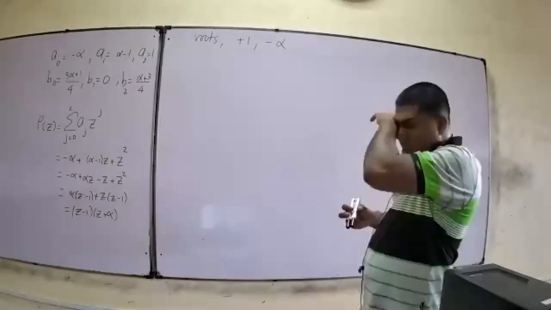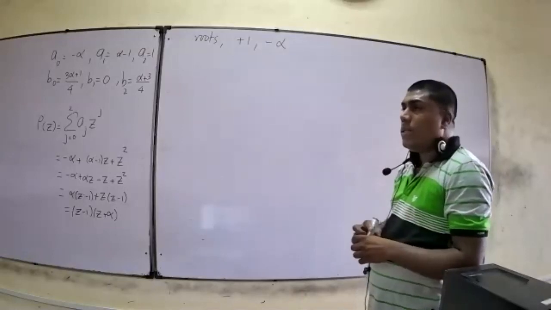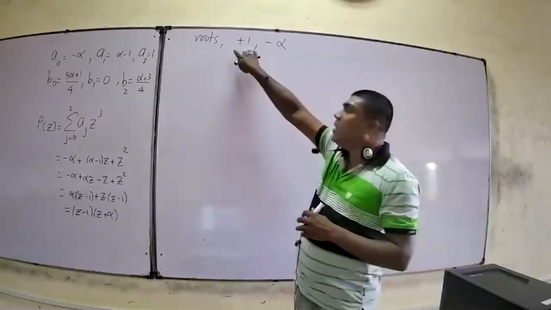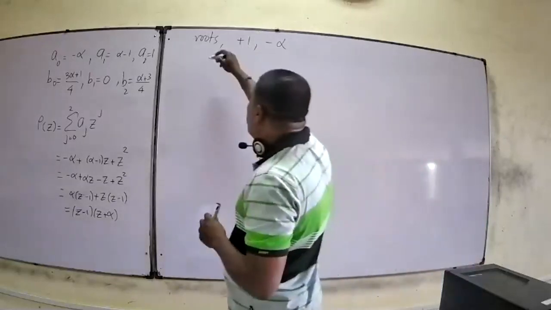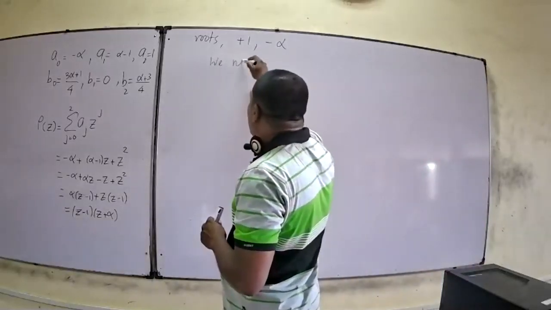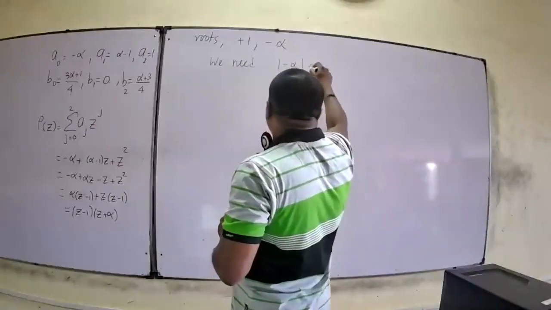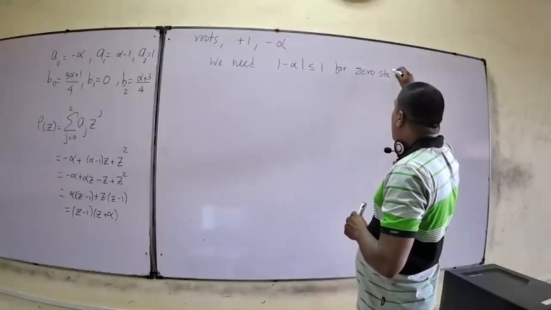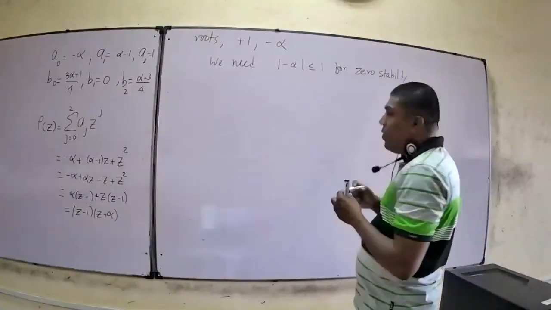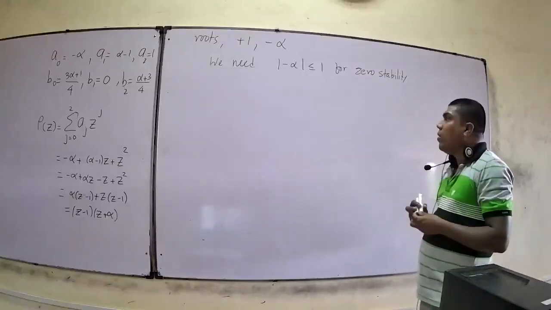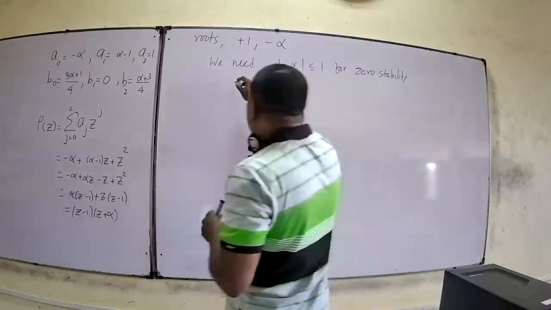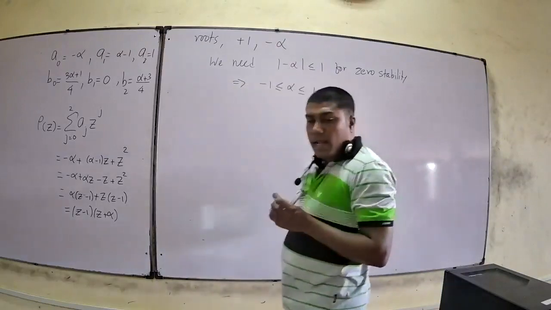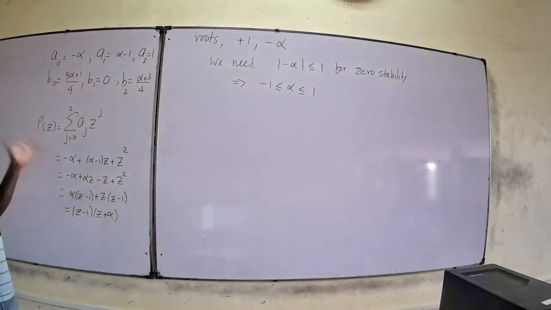If you have those roots, then you know the Dahlquist root condition says the absolute value of the roots must be less than or equal to 1. So the root 1 is obviously equal to 1, and the absolute value of minus alpha has to be less than or equal to 1. So obviously this has to be minus 1 less than or equal to alpha, less than or equal to plus 1. So that should be the range, right?